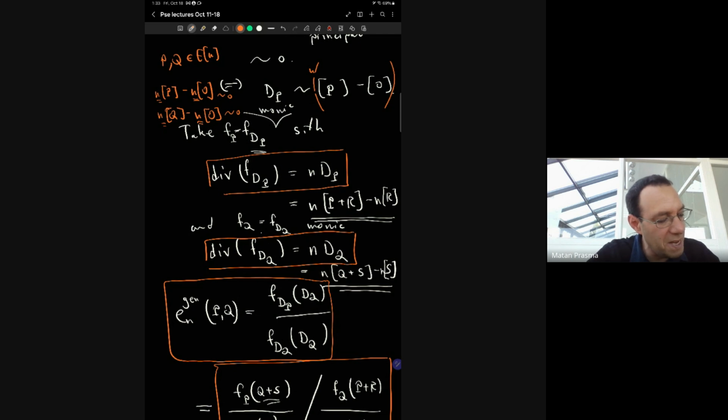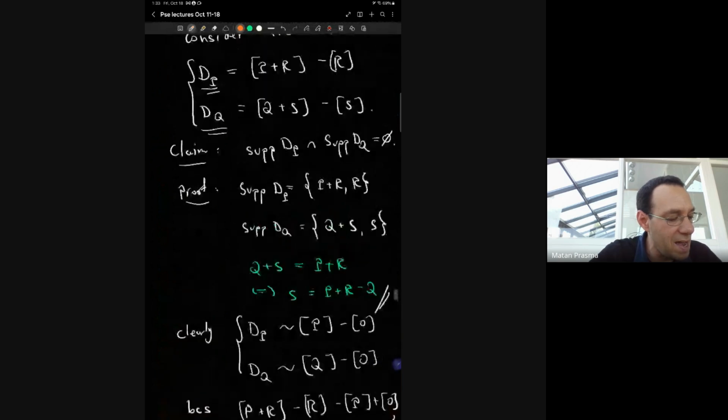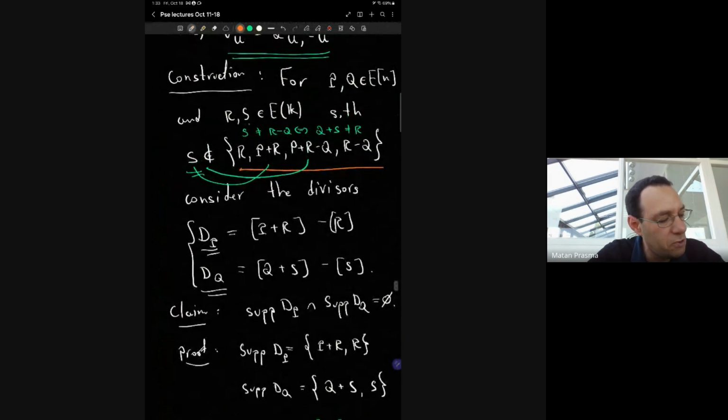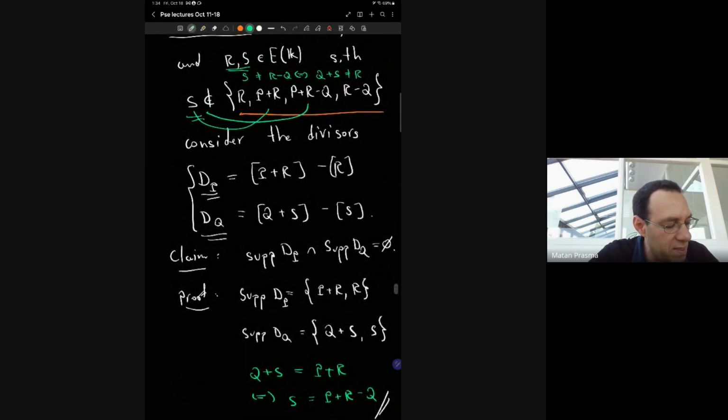I need divisors DP and DQ that have a disjoint support. In order to do this, I pick two points R and S, and I take DP to be a shift of this divisor P minus O by R. So I do P plus R minus R, and I take DQ to be a shift of this divisor by the point S. And in order to guarantee that these divisors have a disjoint support, I pick S.